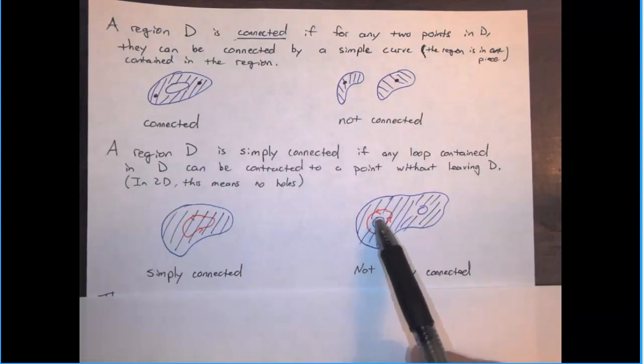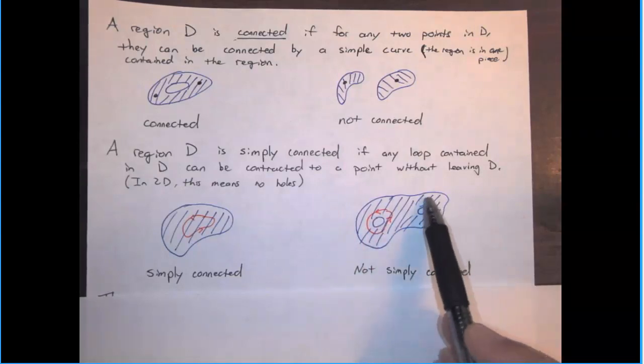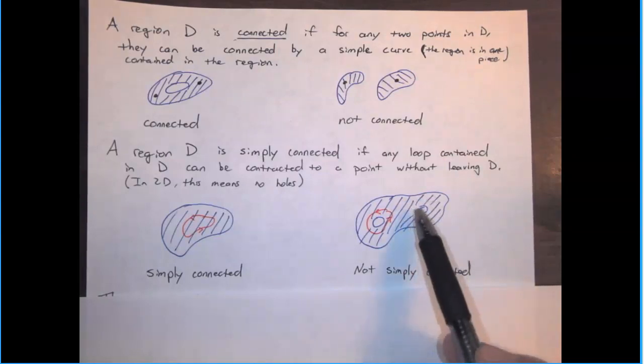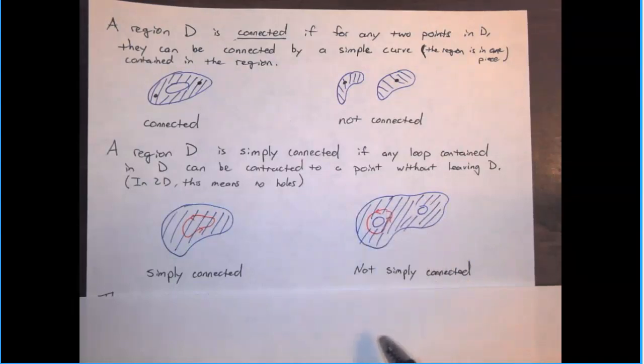And so that means if I cross through this hole, I'm leaving my domain. That's not simply connected. And I could also draw a loop over here where I'd have to leave the domain to shrink it down to a point. I could draw lots of other loops that I can shrink down to a point, but if I can find one I can't shrink down to a point, it's not simply connected.